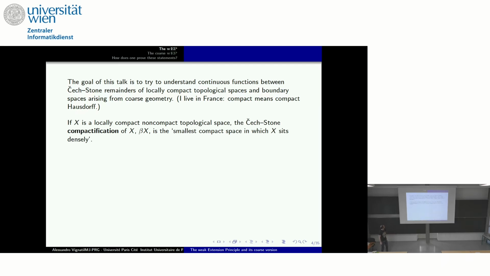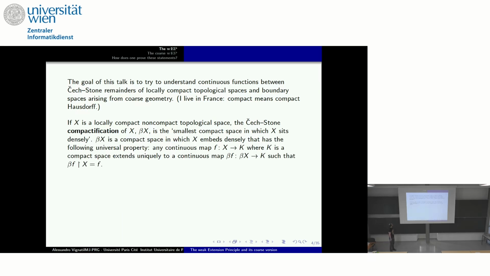It's very good that we had Maria's talk yesterday, because now we have seen the Čech-Stone compactification and the remainder. Just as a reminder, beta of X is the smallest compact space in which X sits densely. You can make this formal. It's constructed via a universal property: a compact space in which X embeds densely, such that any continuous map to a compact space extends uniquely. From f you get beta of f, and the restriction of beta of f.